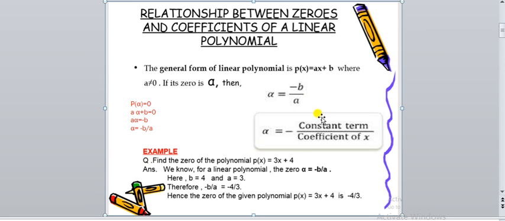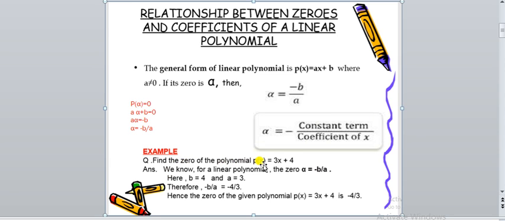So what is b here? The constant term, comparing with the equation, and what is a? The coefficient of x. So alpha is equal to minus constant term upon coefficient of x, that is minus b upon a. Now let us see one example.